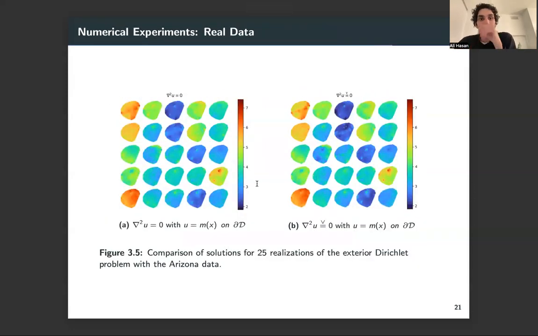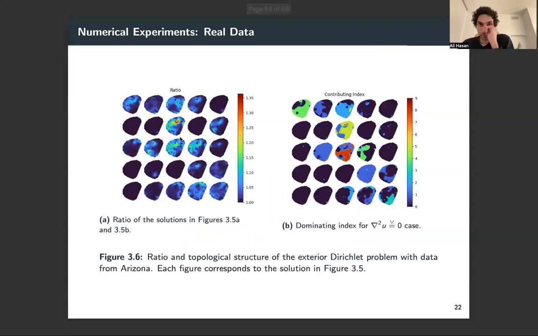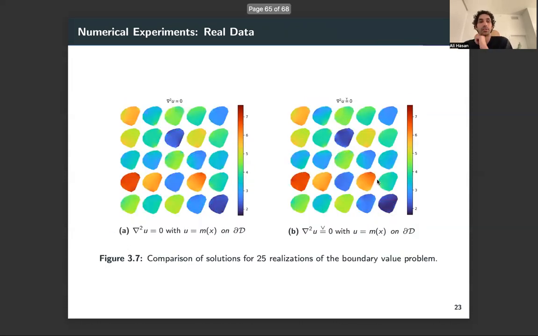So for the exterior Dirichlet problem, we can see a similar set of visualizations between the max stable solution and the strong solution of the PDE. And we see again that the strong solution bounds above the weak solution, the max stable solution. In this case, it is about 35% more. We can again visualize the different regions where the different components are dominating in the max stable case. So these are again the regions where the PDE is exactly satisfied.